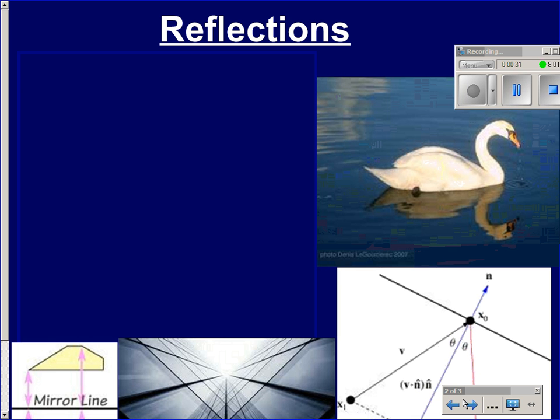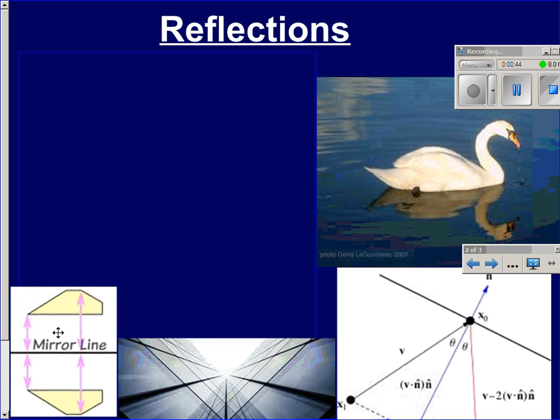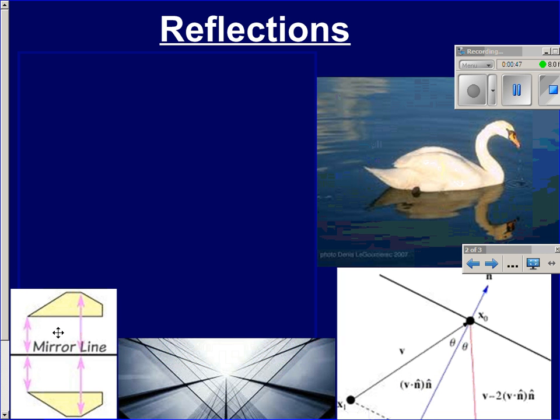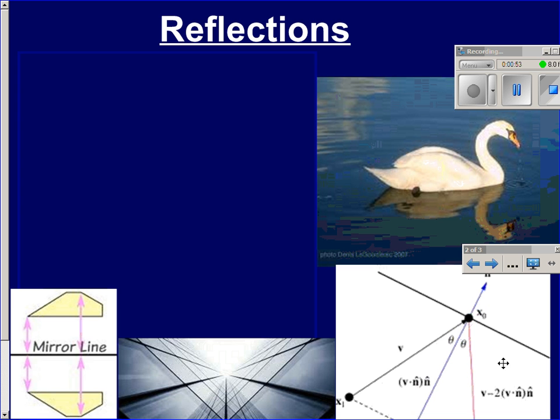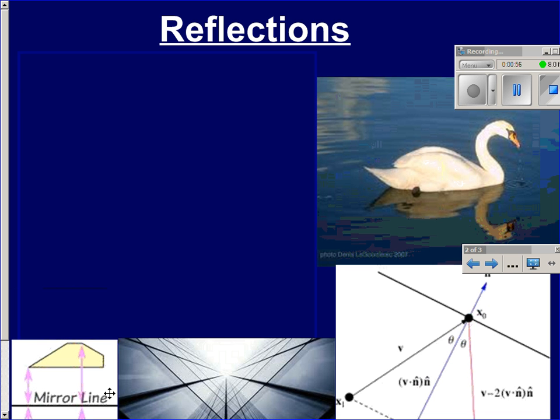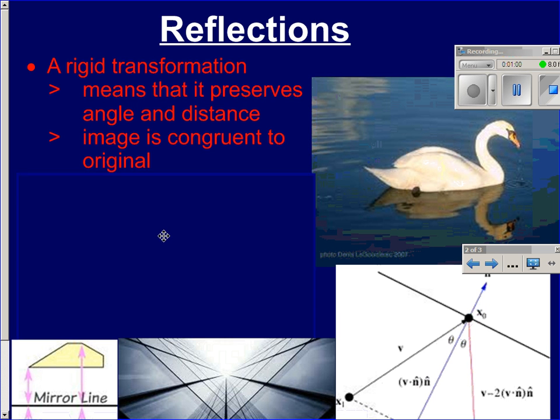Reflections. You see a couple of reflections down here in terms of mathematical reflections, and you see the picture reflections also that provide us real-life examples. A mathematical reflection preserves the angle and distance, like we said, so we should have a congruent image. That is a rigid transformation.